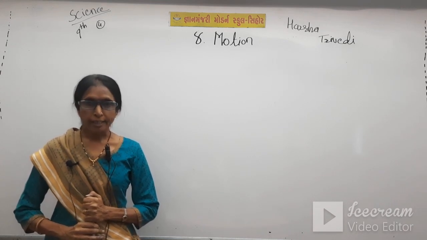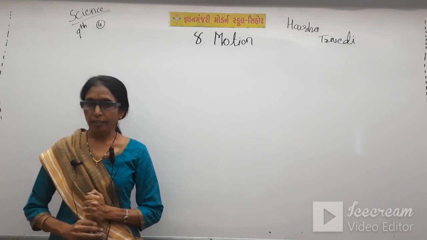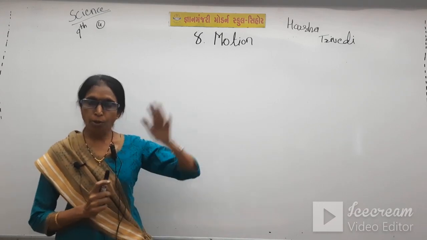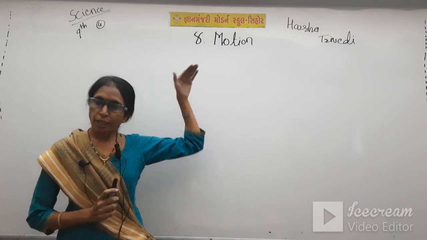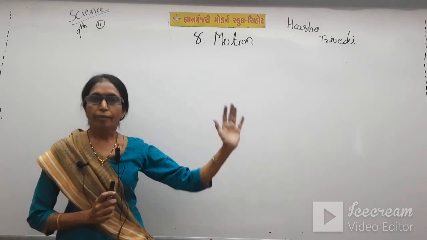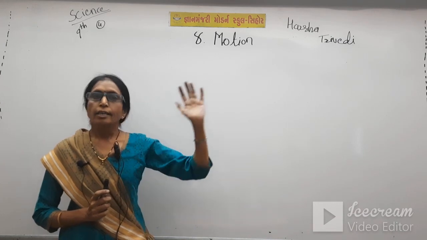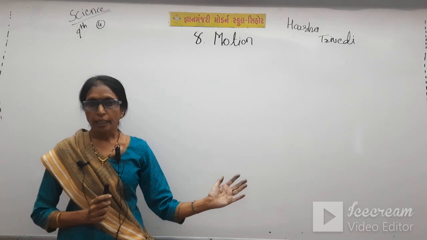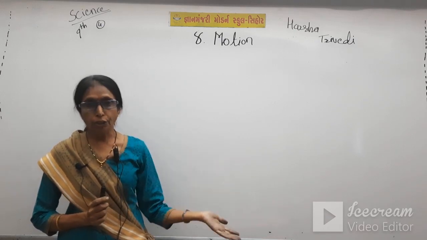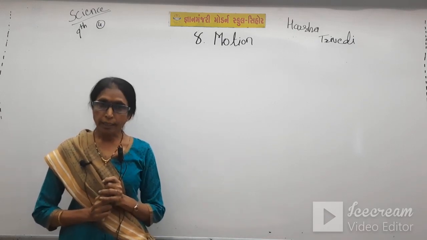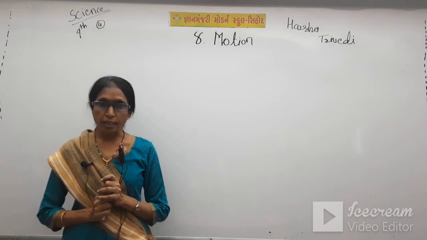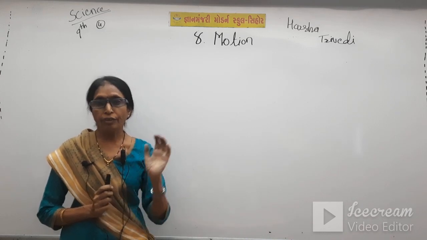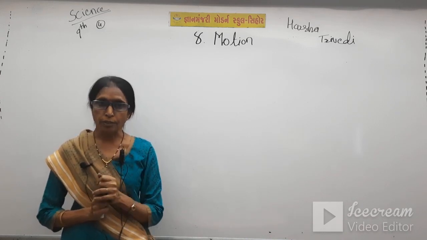Our subject is Science for Standard 9th. In the previous video, we discussed motion, in the chapter on motion: speed, velocity, distance, displacement, scalar quantity, vector quantity, uniform motion, non-uniform motion. In this session, we will discuss the graphical representation of different types of motions.